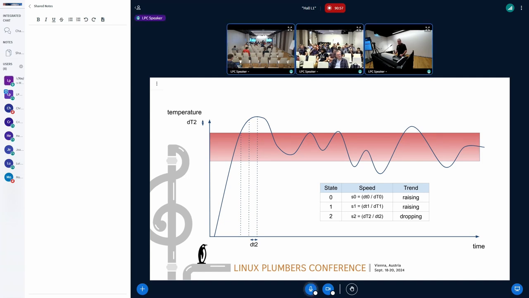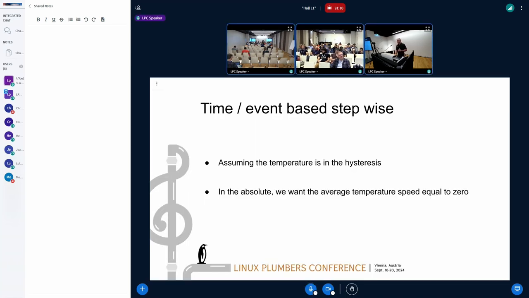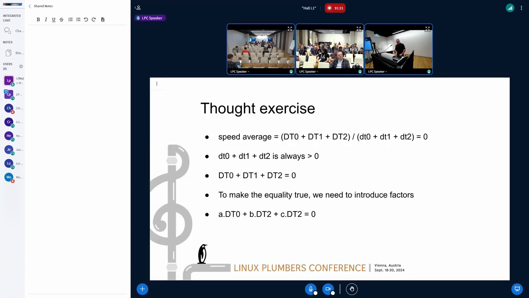And you find that the temperature is dropping at this moment. I think the figure is wrong there. Yeah, I made a mistake with the temperature. So if we assume the temperature is now in the hysteresis, what we want is, on average, the average speed of the temperature variation to be close to zero, to be zero. So that means if we compute the average for all these speeds and we assume they are equal to zero, that means the time variation is always greater than zero. Then in order to have that equal to zero, that means we have the temperature variation equal to zero.